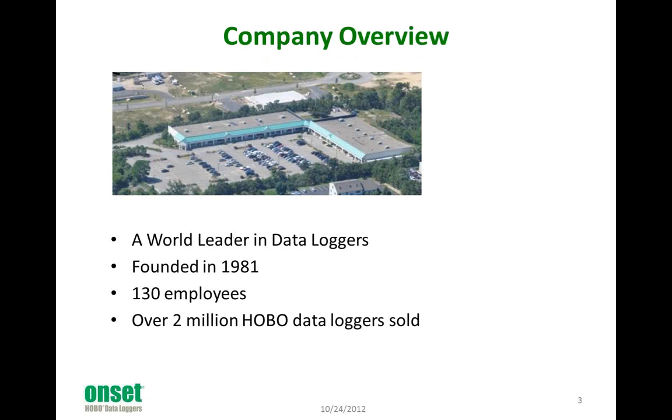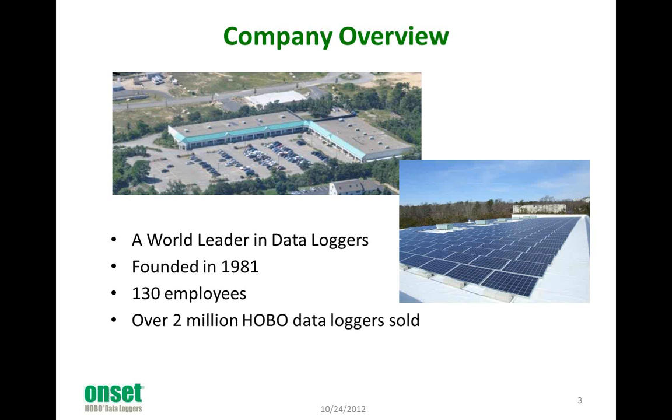So let's begin. Onset is a world leader in data loggers with over 2 million loggers sold. Here's a picture of our facility located in Bourne, Massachusetts, where we house our 130 employees who do everything from think up, design, and manufacture the HOBO data loggers. We've recently made an addition to our facility by adding over 900 solar panels spanning both buildings. With this addition, we're now generating close to half of the energy needed to operate. So it's a big investment on the company's part, just showing that we're here to stay and going to be around for a long time.